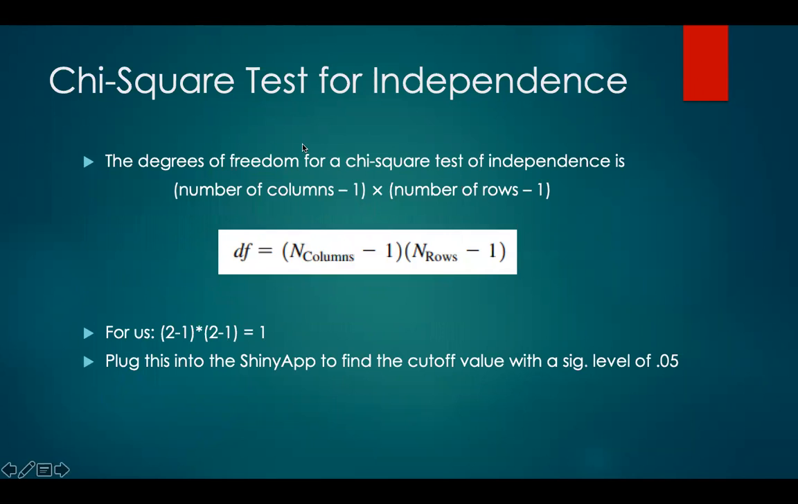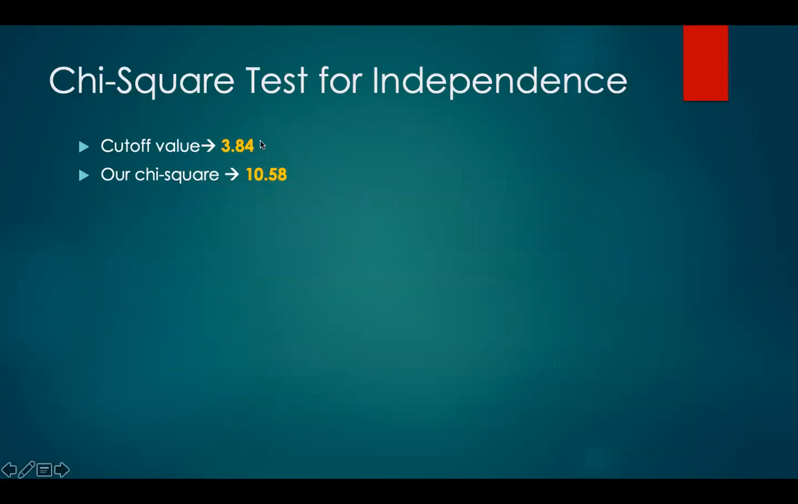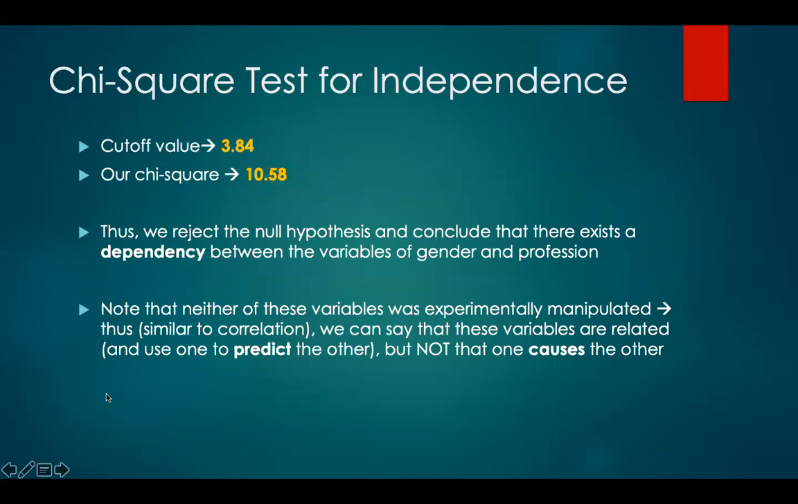Now, the degrees of freedom for a chi-squared test of independence is the number of columns, which we have 2, minus 1, times the number of rows, which we have 2, minus 1. So that's 1 times 1, which equals 1. And then plug this into the same Shiny app that you did last time to find the cutoff value with a significance level of 0.05. And the cutoff value we get is 3.84, and our chi-square is 10.58. So we can reject the null hypothesis, conclude that there exists a dependency between the variables of gender and profession.